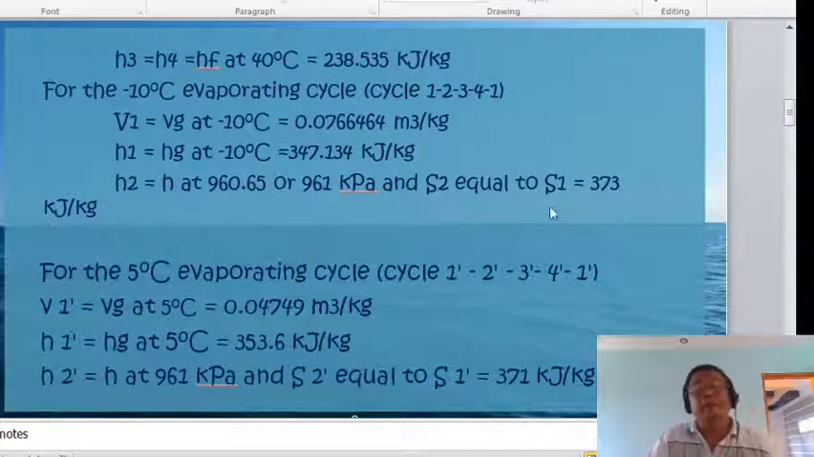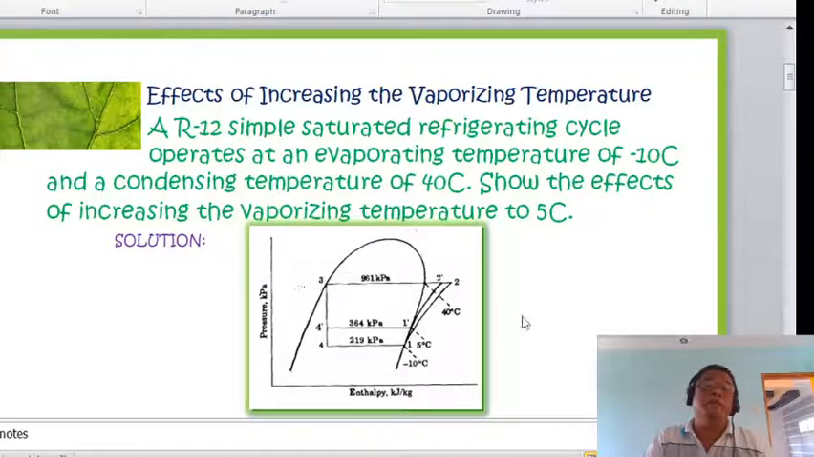You can easily identify, class, the value. h sub 2 is greater because in this figure, all the vertical lines perpendicular to the abscissa are the enthalpy, class. The horizontal line is the constant pressure line. Take note that the location of 2 and 2 prime is different. That's why the values of these two state points are also different.